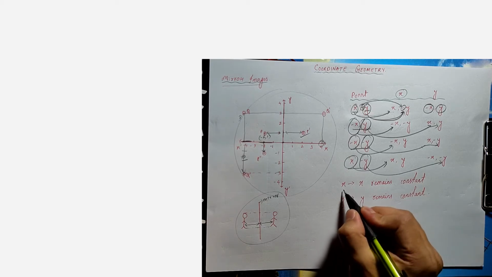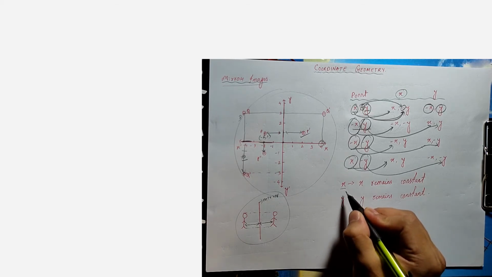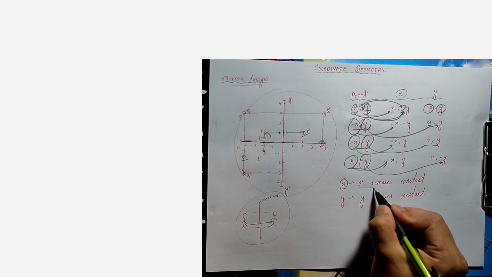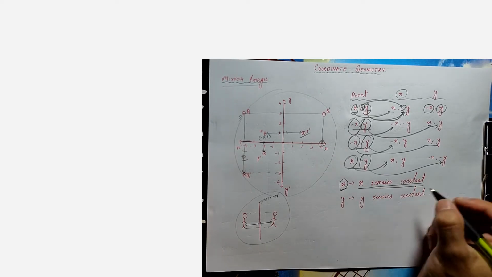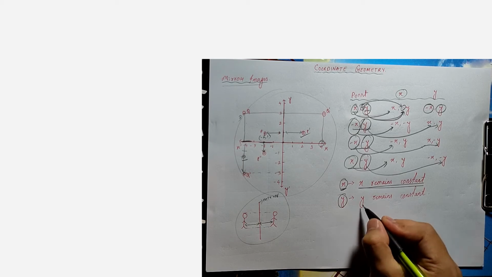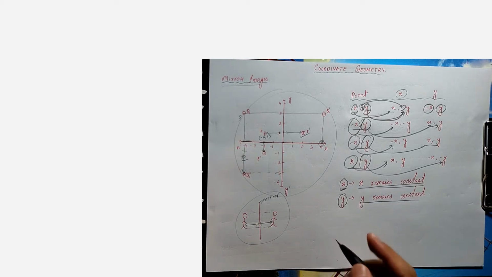Okay, so we can say that x will remain same. That is, if the reflection is happening on the x-axis, then x will remain same, and if the reflection is happening along y-axis, then y will remain same. Okay, so let us take one random point to understand this. So let's say 2 comma minus 7.